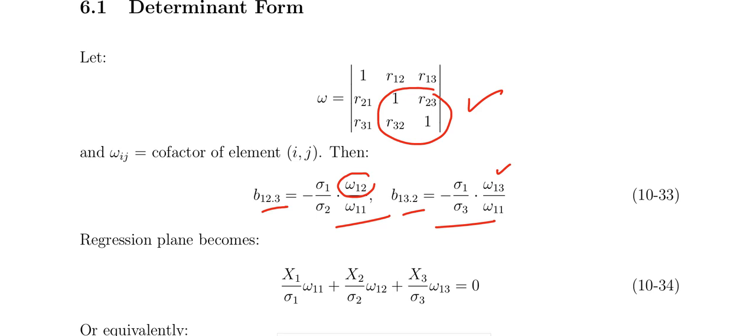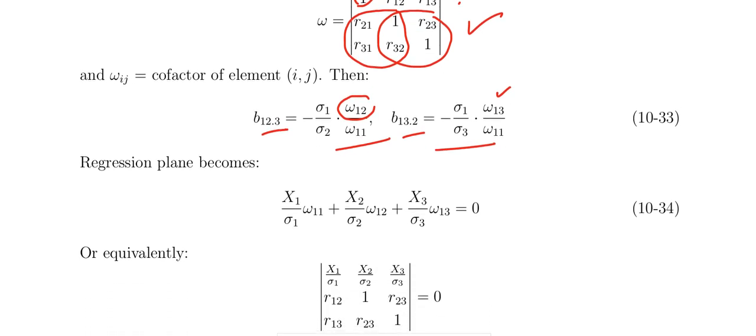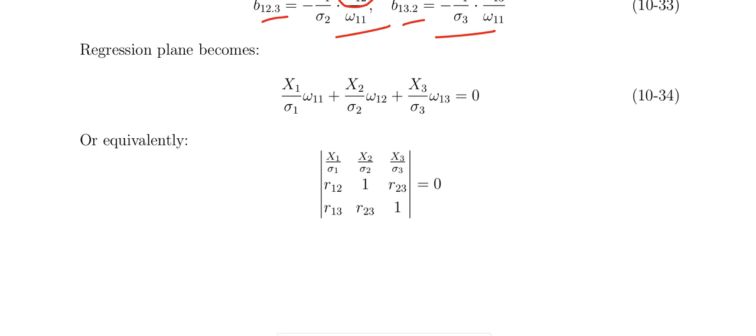W13 corresponds to its 2 by 2 minor, divided by W11, which corresponds to the 2 by 2 minor of the first element. So with this W, it is very easy to remember and to write. The diagonal elements are 1, remember that. Using this, the regression plane can be written as capital X1 divided by sigma 1 into W11 plus capital X2 by sigma 2 W12 plus capital X3 by sigma 3 W13 equal to 0. That is the regression plane equation.